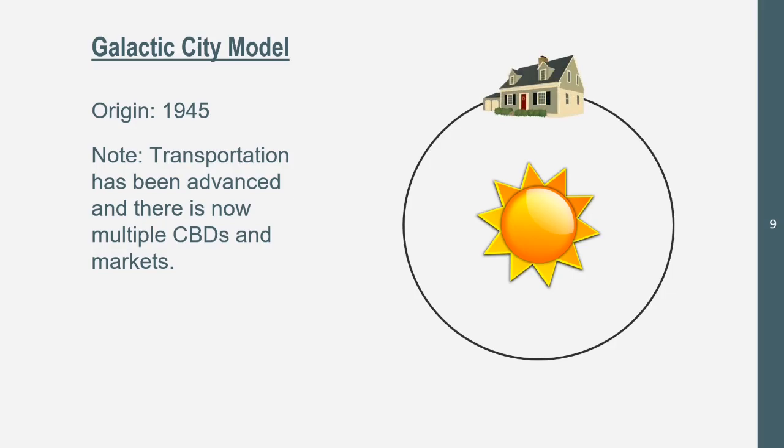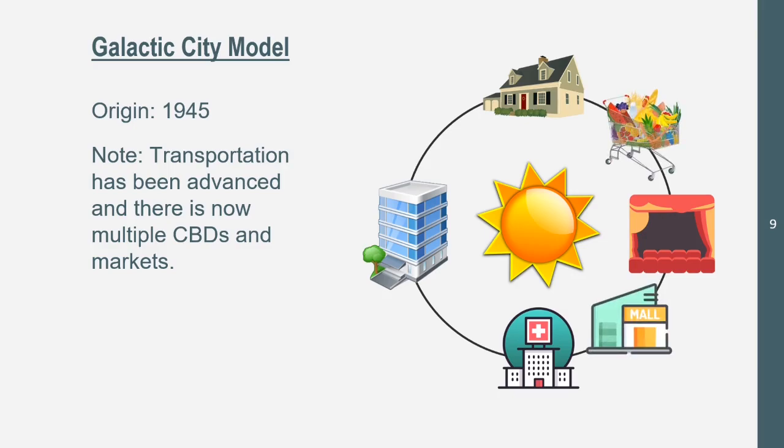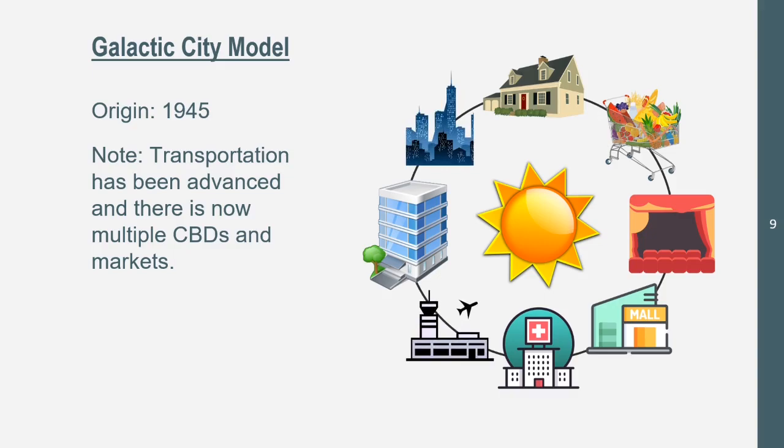So what surrounds this main central business district? Well, it could be suburban housing. It could also be recreation, like movie theaters. It could be services like hospitals or just office buildings, more businesses and stuff like that. We could also see retail like supermarkets and malls. We could see transportation like airports or edge cities as well. So all of these can surround the galactic model.